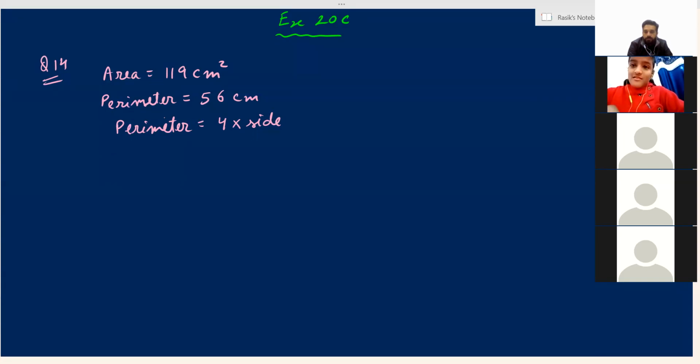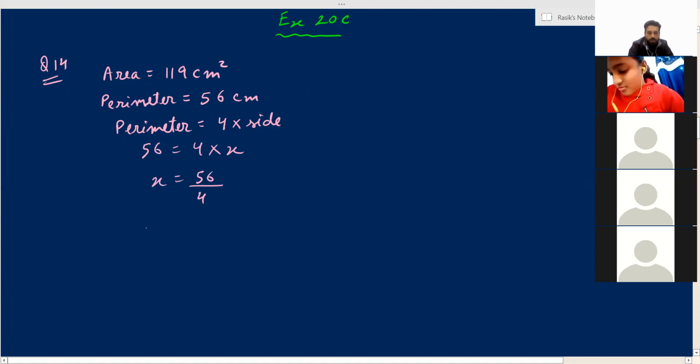In all the figures, we use the same formula, the sum of all the sides. Because in this case all the 4 sides are equal, it becomes 4 into side. Okay. So 56 equals 4 into x. Let the side of the rhombus be x. Now find x and then find the height of the rhombus.